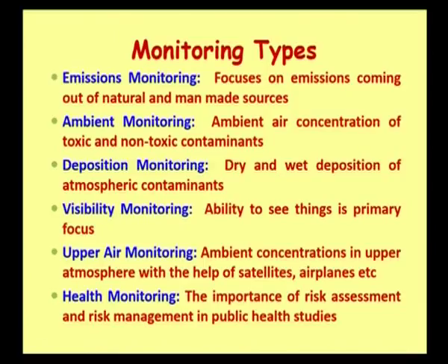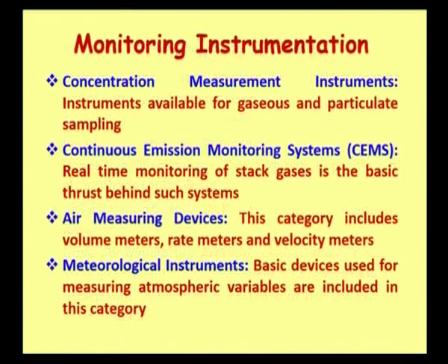These are all the various purposes behind the monitoring. There are some other purposes also, and the instrumentation: concentration measurement instruments, continuous emission monitoring instruments, and air measuring devices such as the volumeter, rate meter, and velocity meter. And the meteorological instruments are the basic devices used for measuring atmospheric variables. So once we are monitoring, we are measuring the other parameters also, for example the air velocity.